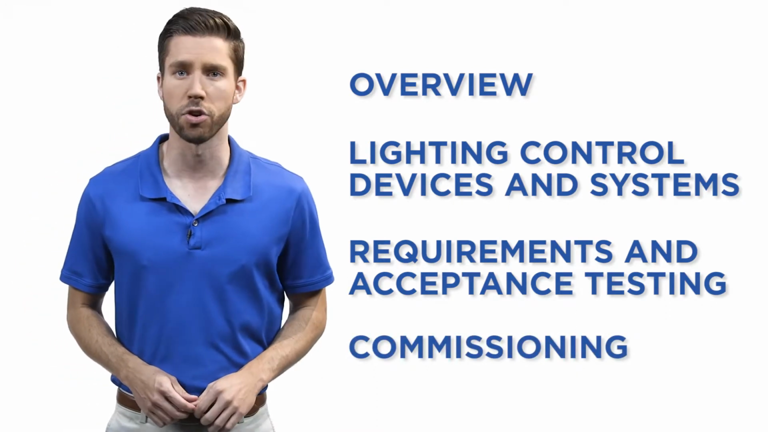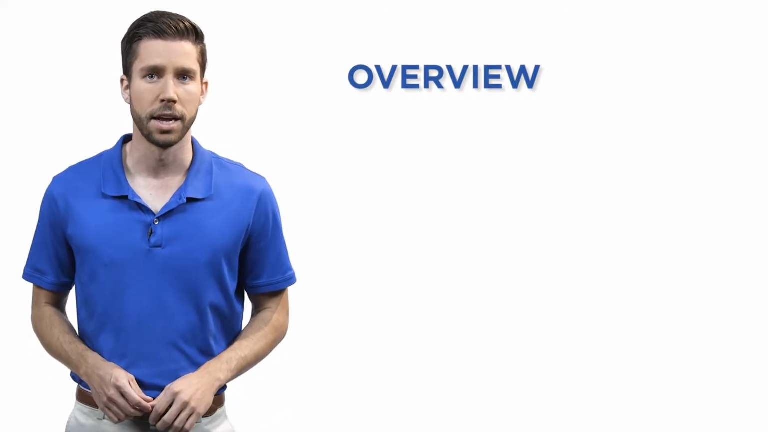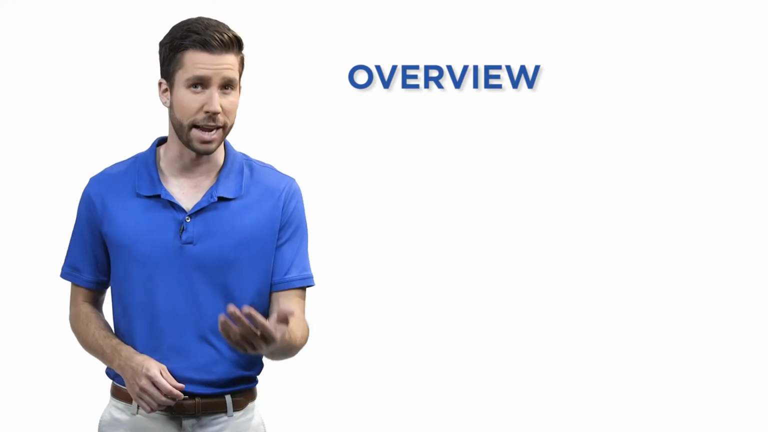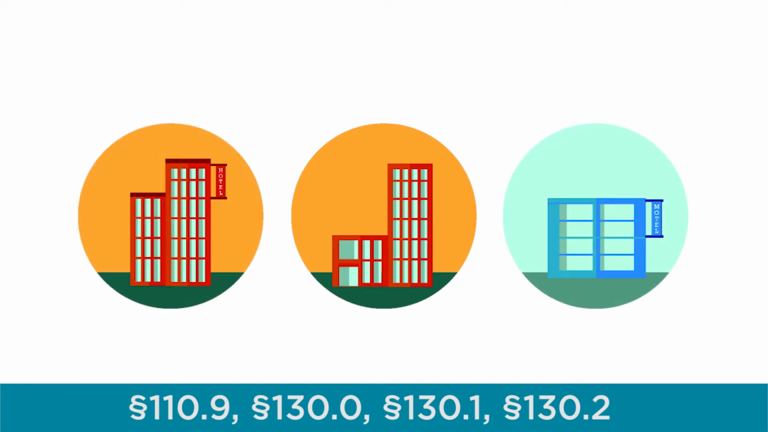Let's begin by talking about the requirements pertaining to both the energy efficiency standards, or Title 24 Part 6, and the appliance efficiency regulations, or Title 20. Lighting controls and equipment installed in non-residential buildings must comply with the applicable requirements in sections 110.9, 130.0, 130.1, and 130.2 of the energy standards. Requirements apply to non-residential, high-rise residential, hotel, and motel buildings. These standards also reference device-specific requirements contained in section 1605.3 of the appliance efficiency regulations.